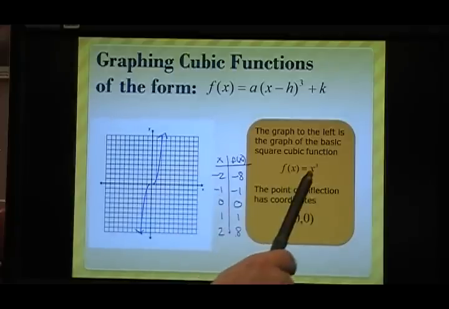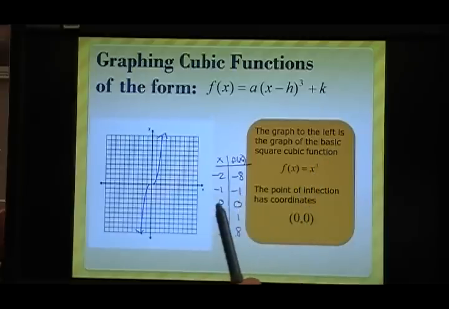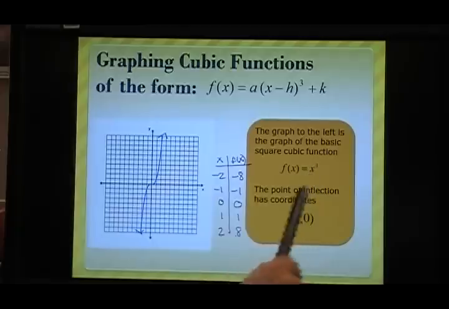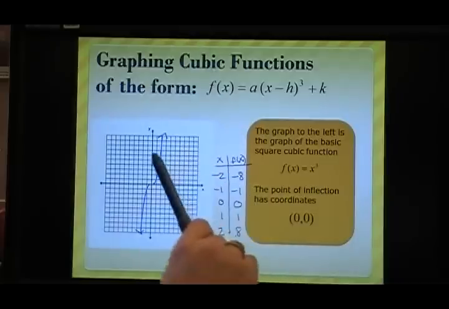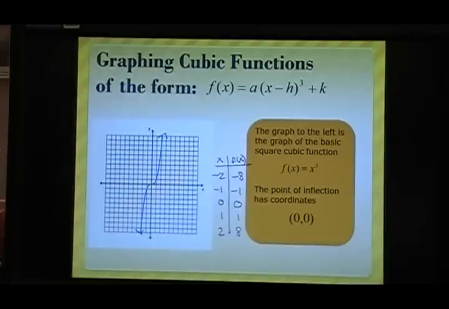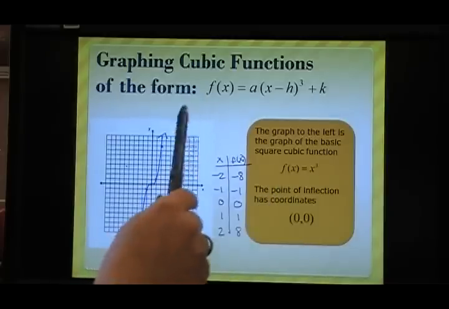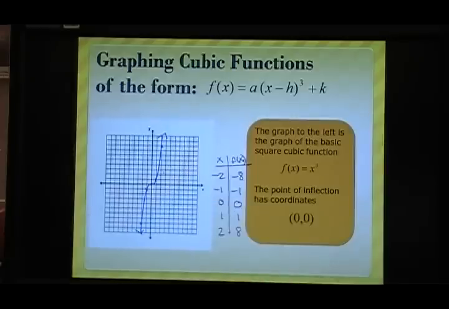Right? If you put -1 in, -1 times -1 times -1 is -1. Put 0 in, 0 times 0 times 0 is 0. Put 1 in, 1 times 1 times 1 is 1. Put 2 in, 2 times 2 times 2 is 8. And you can see -2, -8 is a lattice point on this graph. -1, -1, 0, 0, 1, 1, and 2, 8. So these are the points that I like to use on my basic cubic when I'm trying to graph other cubic functions from the basic.